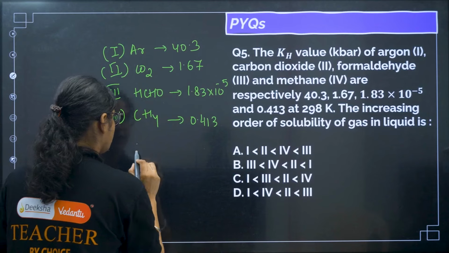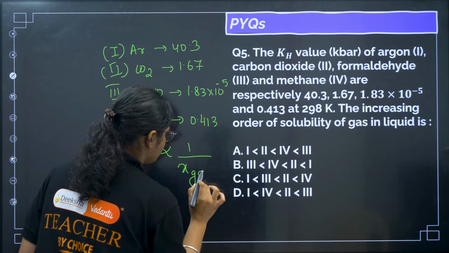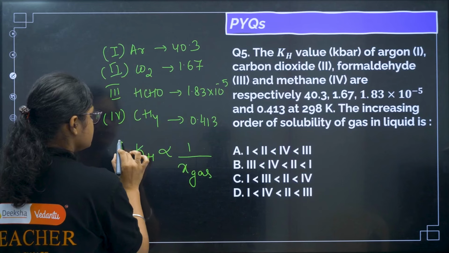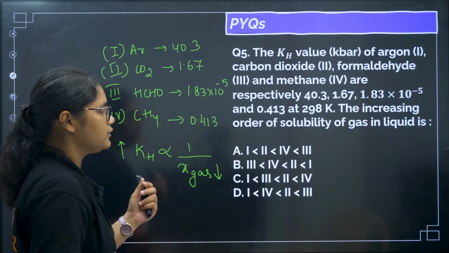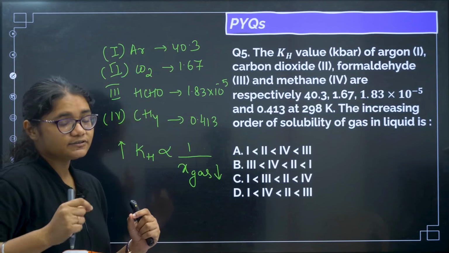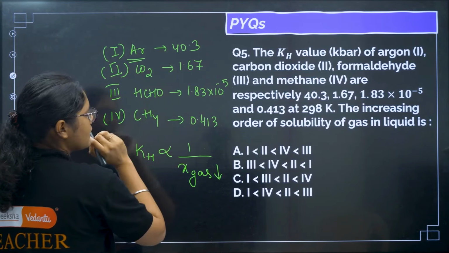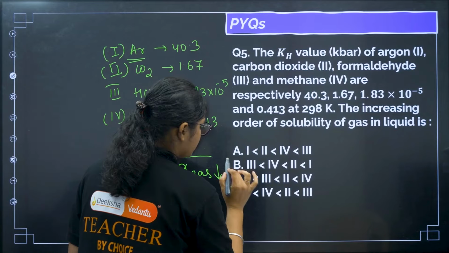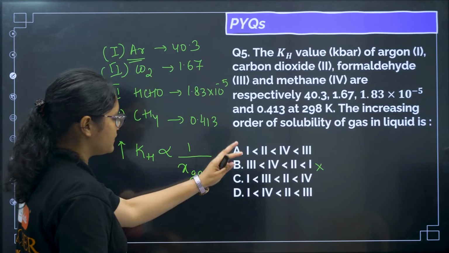So here we know that KH is inversely proportional to solubility, right? So if KH value is more, then solubility will be less, right? Increasing order means we need to find the least soluble. Least soluble means should have the highest KH value. So that is argon, right? So argon should have the least solubility. So you can see these two options we can eliminate. This one option we can eliminate. Okay, others are all correct.